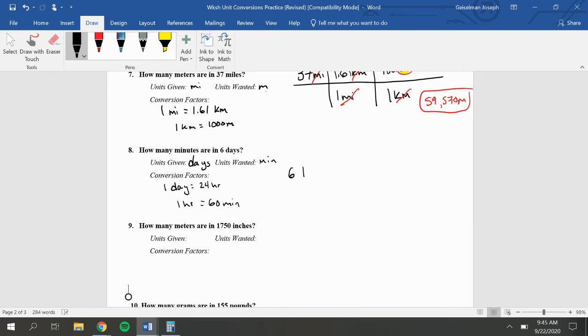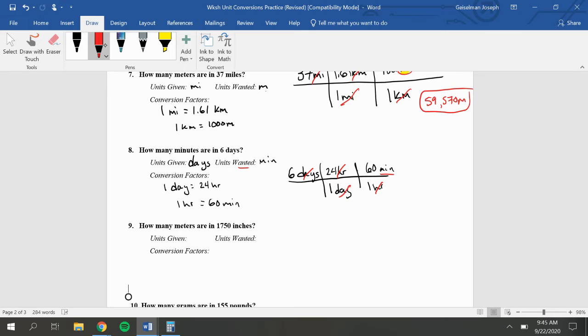So I start with 6 days. 1 day in the bottom is equal to 24 hours. I know that days cancel, but hours isn't what I want at the end, so I got to keep going. Then I know that 1 hour is equal to 60 minutes. My hours now cancel, and I'm left with minutes, which is the one I want in the end anyways.